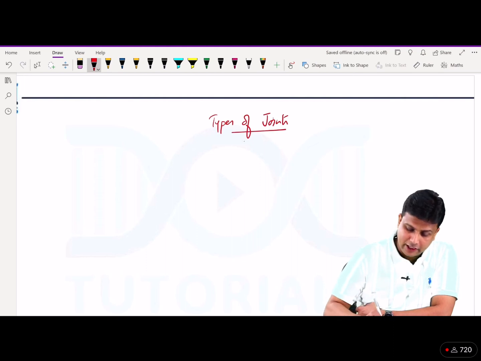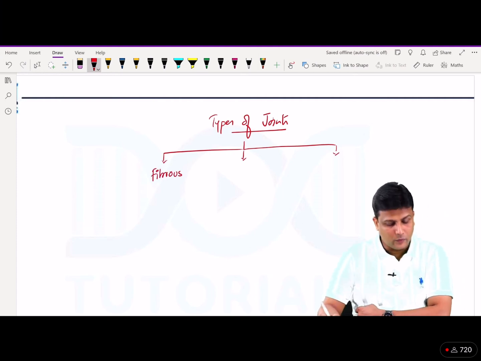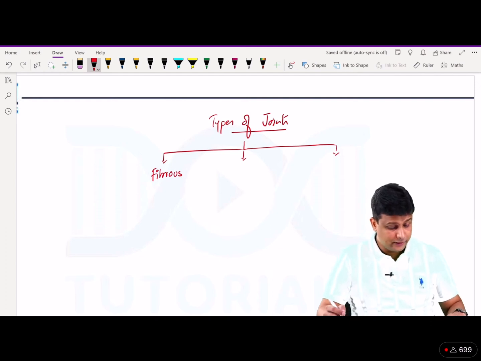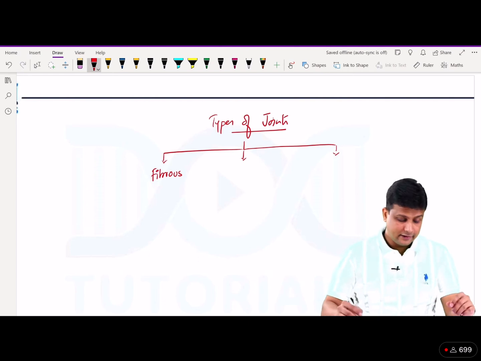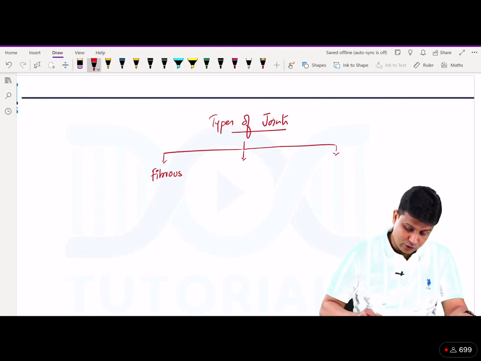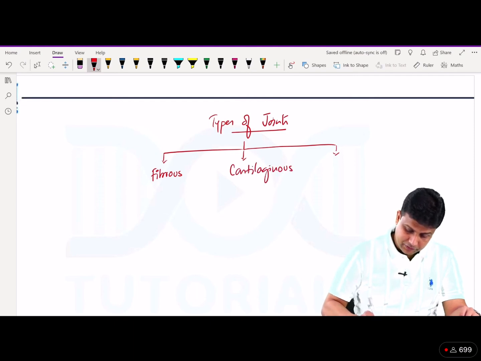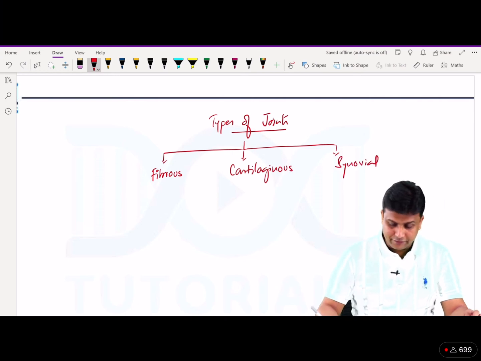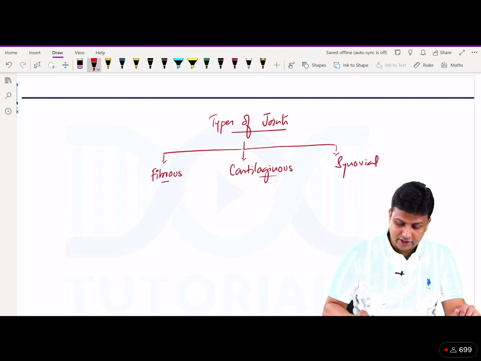remember the types of joints, there will be three types. One will be the fibrous joint, which is the immobile joint, guys. Number 2, that will be the cartilaginous joint. And number 3, there will be the mobile joint, that is the synovial joint, sir. So the fibrous, then cartilaginous, and then the synovial joint.